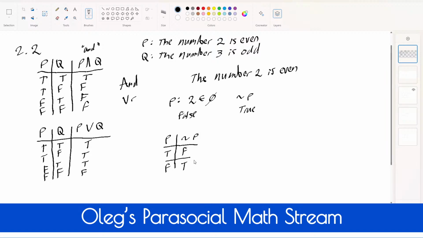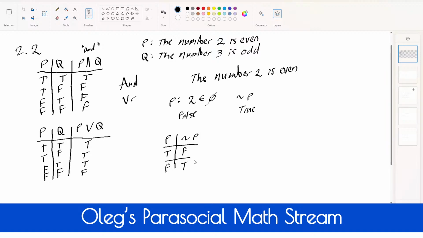These are true statements because they're not P. We're taking P and saying, nope, not P. We're saying it's not true that 2 is even. You see how that works? P states the number 2 is even, and we're saying, nope, we don't agree with that, not P. It is not true that 2 is even. Just to be clear, P is the statement the number 2 is even, and not P is a false statement.